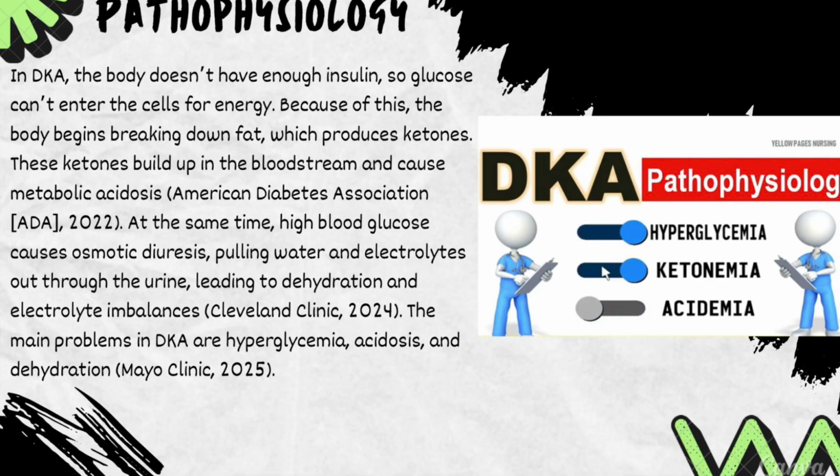the cells for energy. Because of this, the body begins to break down fat, which produces ketones. These ketones build up in the bloodstream and cause metabolic acidosis. At the same time, high blood glucose causes osmotic diuresis, pulling water and electrolytes out through the urine, leading to dehydration and electrolyte imbalances. The main problems in DKA are hyperglycemia, acidosis, and dehydration.